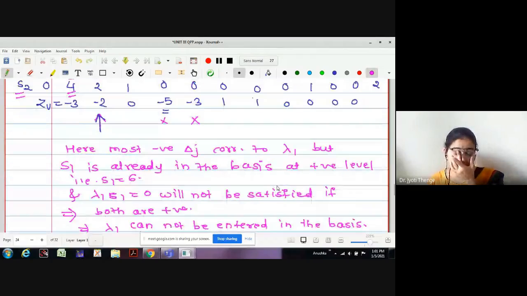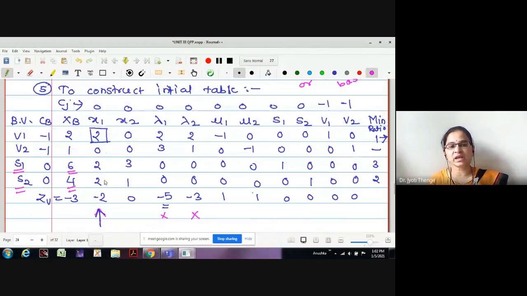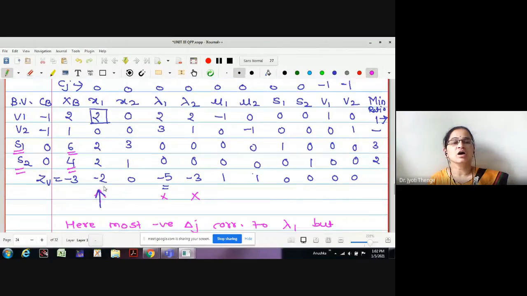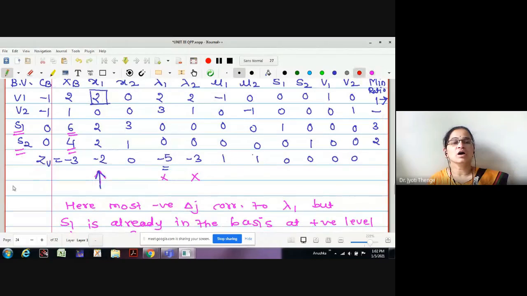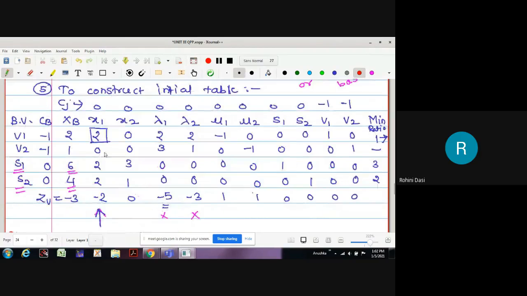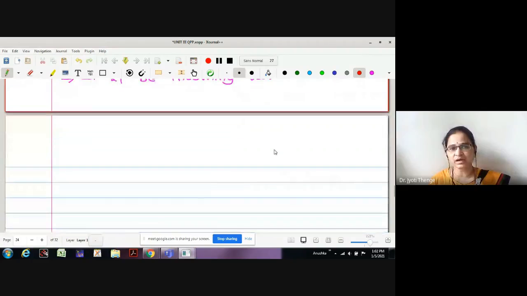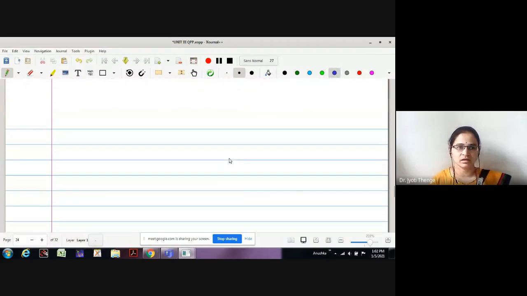What is the next step once we obtain the pivot? Convert this pivot to unity, and the remaining entries to 0 with row operations. Which row operations should one use? R1 by 2, R3 minus R1, R4 minus R1. Is it okay? Now, as the table will not be in front of me, I will write the resulting table directly. You should practice on your own. So this is the first iteration one can see.